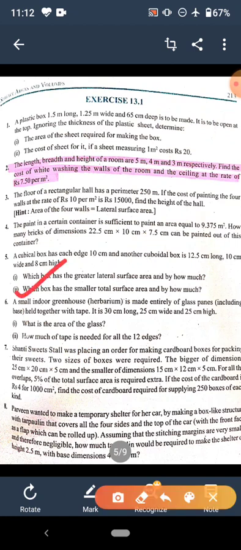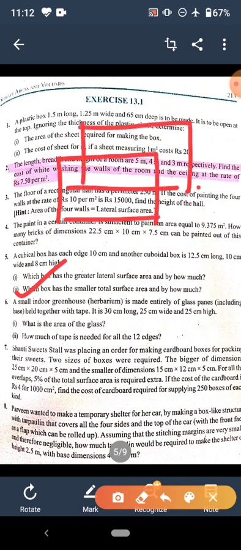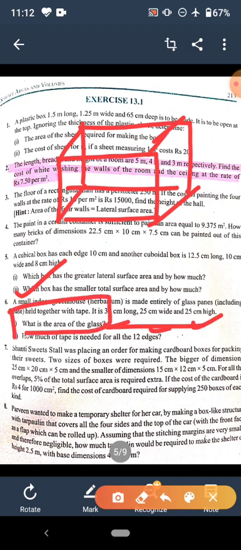A small indoor greenhouse is made entirely of glass panes, including the base, held together with tape. Okay, there is a small indoor greenhouse. It is made up of glass panes. You know that there are 6 faces. So the length is given, breadth is given, and the height is given. All are in the same units, that is in centimeter. You have to find out the area of the glass.